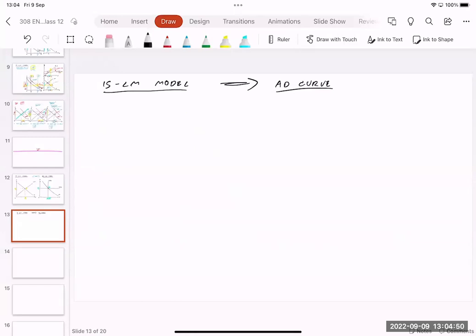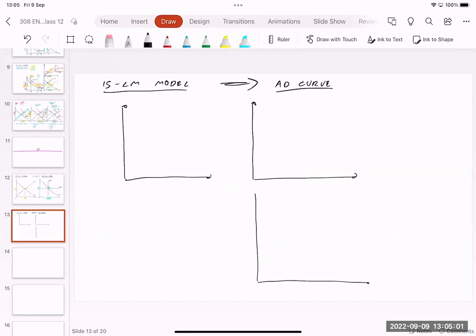I'm going to draw three graphs. One here, one here, and the other one here. Three graphs, like this.